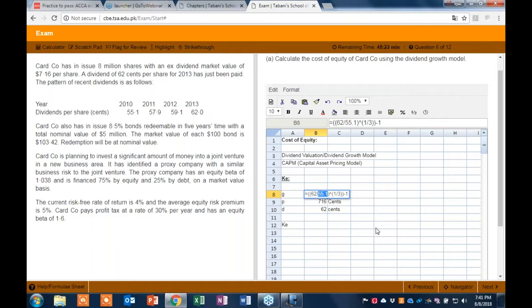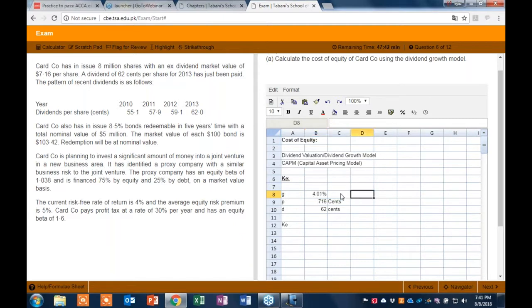It's the same on the Word, it's the same on the Excel. So just concentrate on what I'm saying. You just need to divide the latest dividend. Whether you're using a calculator or the spreadsheet, you'll have to do the same. So just pick up the latest dividend, which is 62 cents, divided by the earliest dividend, 55.1. And once you have divided this, just take the power 1 upon 3, because the number of years between these two dividends is 3 years. So just take 1 upon 3 as the power value, and from it subtract 1.